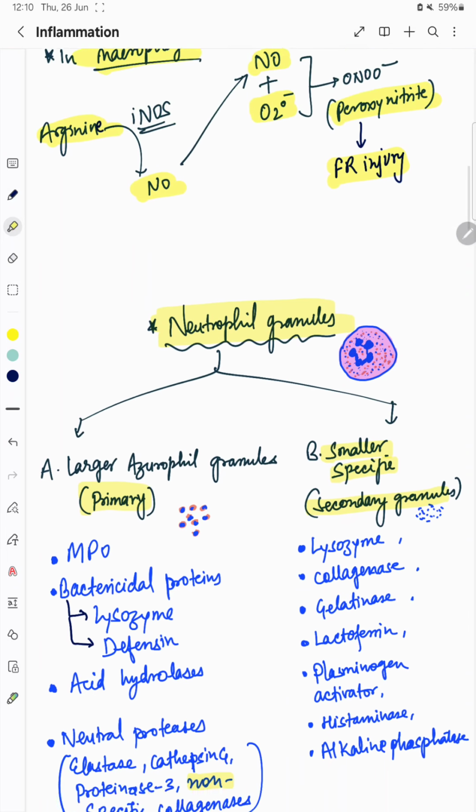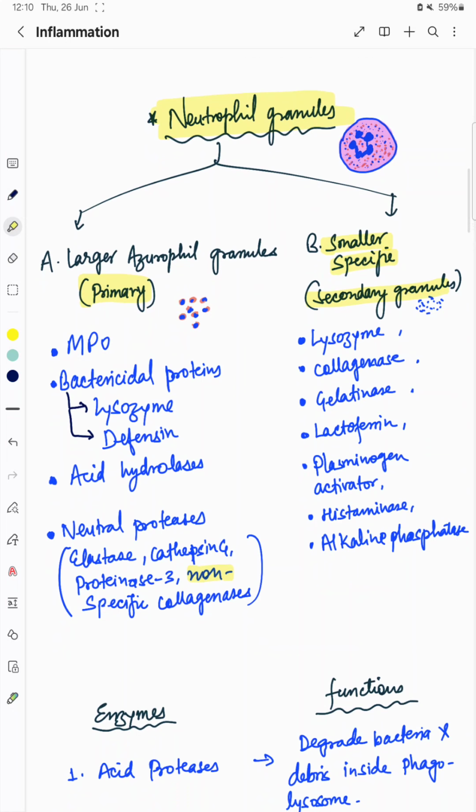Now we will see the various granules of neutrophils. As neutrophil is the principal leukocyte involved in acute inflammation, we will see the various granules of neutrophil. There are two main types of granules in neutrophil: primary or larger azurophilic granules, and secondary or smaller specific granules. So primary azurophilic granules have MPO, myeloperoxidase. They have bactericidal proteins like lysozyme, defensin, acid hydrolases.